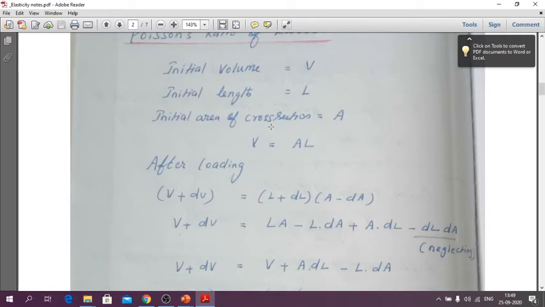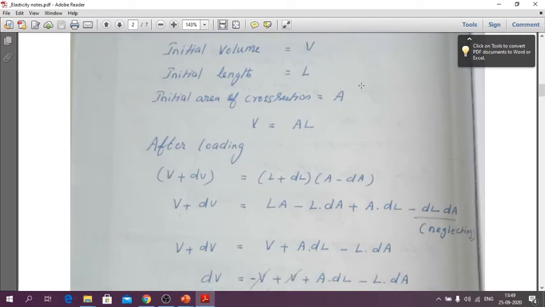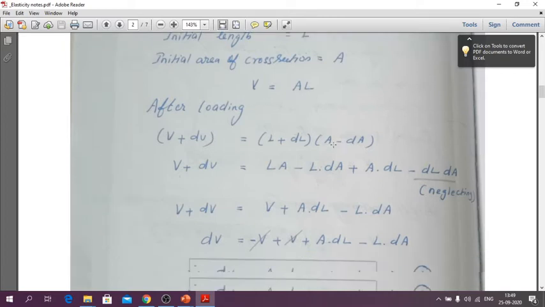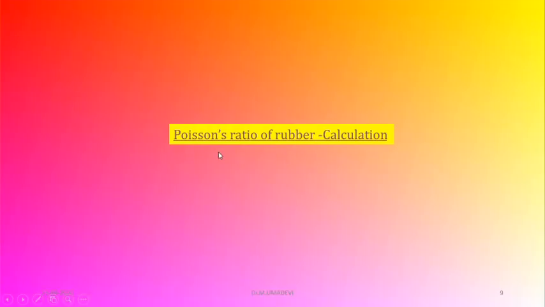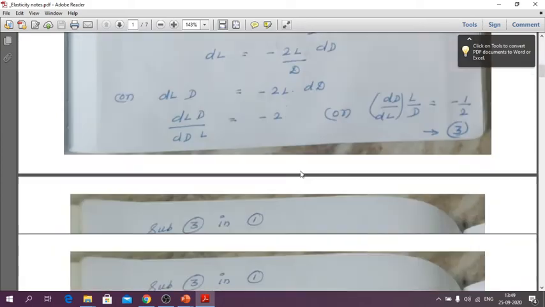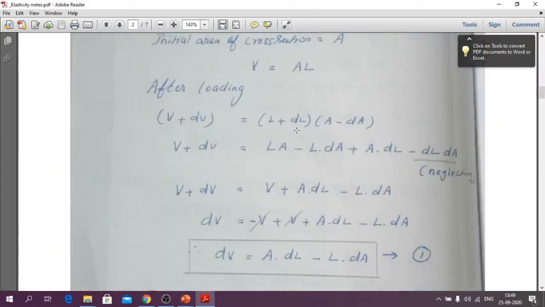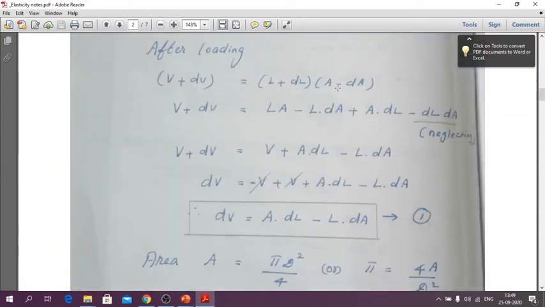Poisson's ratio of rubber. Let us consider the initial volume capital V, initial length capital L, area of cross section A, and volume is equal to area into length. Then after loading, the volume becomes V plus dV because the volume increases, which is equal to (L plus dl) into (A minus dA). So here length increases, area decreases, so minus sign.